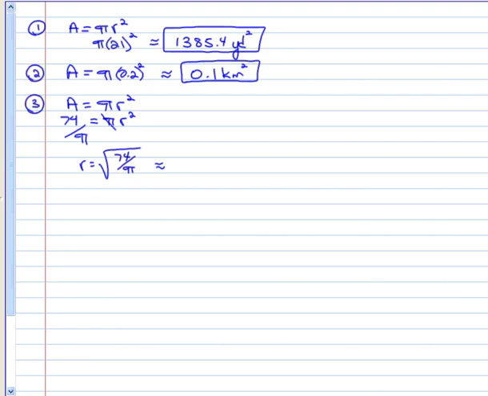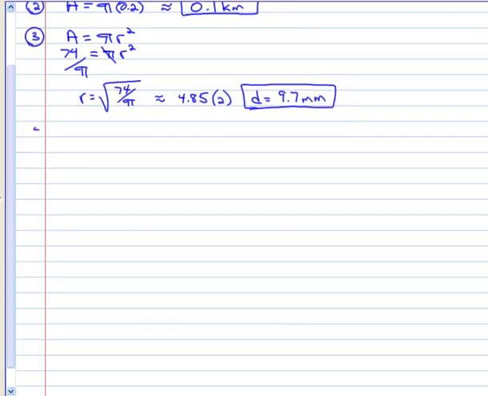Why don't you go to 2 places on this? It's not our final answer. 4.85. And then what do I need to do with that number? Multiply it by 2 because they wanted to know what is the diameter. What is the diameter? 9.7? What was our unit? Millimeters. Is it square? No, it's a length. So it's just millimeters.